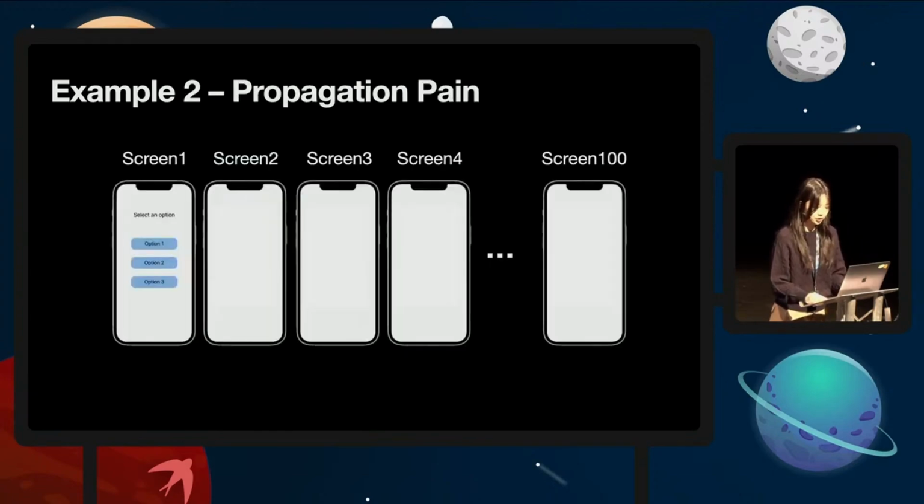Here's another case. You have a linear flow with, let's say, 100 screens. On the first screen, users can pick one of three options, option 1, 2, or 3. And that single choice defines the rest of their journey. And now imagine this, every screen after that, screen 2, 3, all the way to screen 100, needs to log every event with the parameter selected option. It looks fine, totally harmless, but this tiny piece of logic, passing data for logging, can quietly grow into something much bigger.